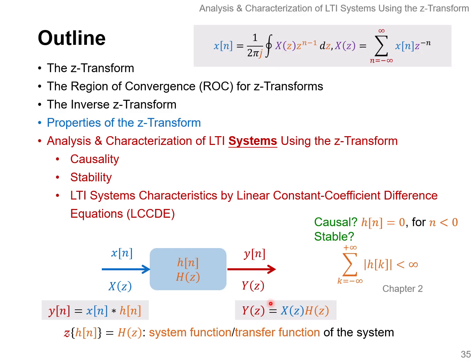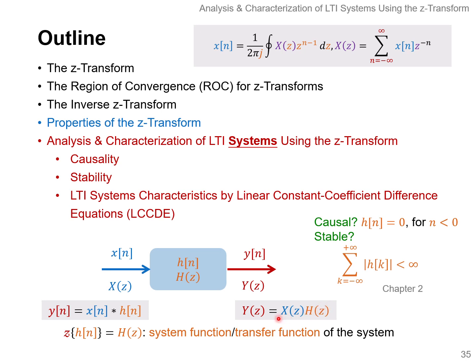This figure shows how the input signal x of n goes through the system. The system has an impulse response h of n in the time domain. In the z domain, the system is represented by the system function H(z). We multiply X(z) by H(z) to get Y(z). This gives the output signal in the z domain.